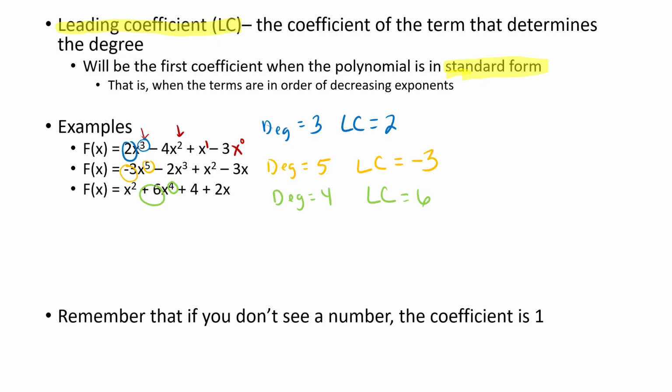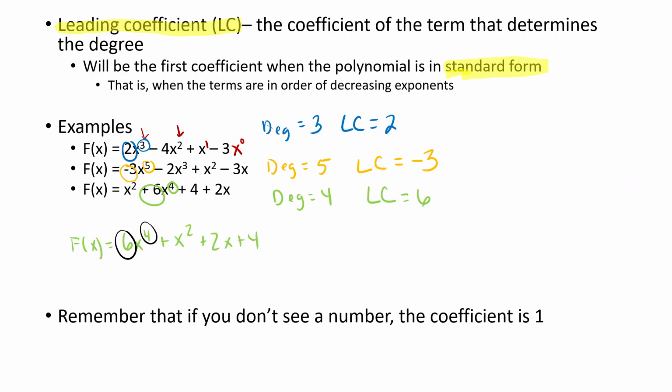I think I've defined it this way for my students before: the leading coefficient is the first coefficient, or the coefficient on the left, when the polynomial is in standard form. So if we were to rewrite that in standard form, we'd move the x to the 4th over to the left, then we'd have x squared, then 2x and 4, and that would put your leading coefficient in that leading spot as you're reading from left to right. So we want to just keep that in mind.